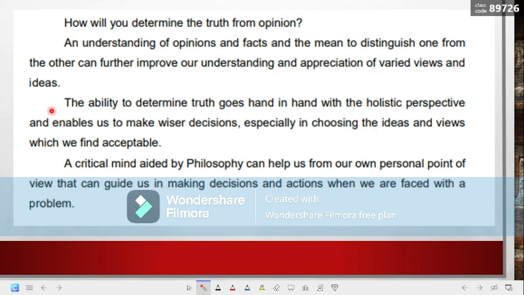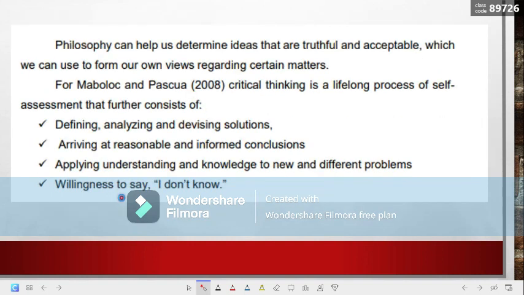The ability to determine truth goes hand in hand with a holistic perspective and enables us to make wiser decisions, especially in choosing the ideas and views which we find acceptable. A critical mind aided by philosophy can help us form our own personal point of view that can guide us in making decisions and actions when we are faced with a problem. Now, philosophy can help us determine ideas that are truthful and acceptable, which we can use to form our own views regarding certain matters.